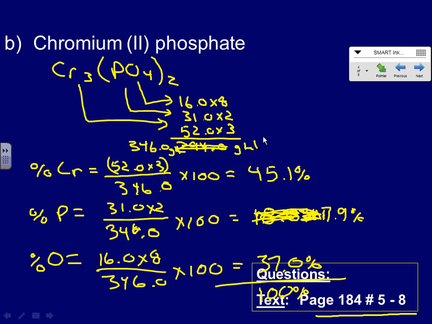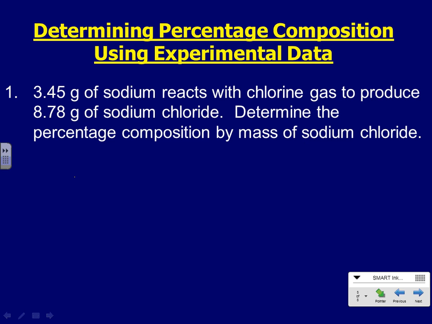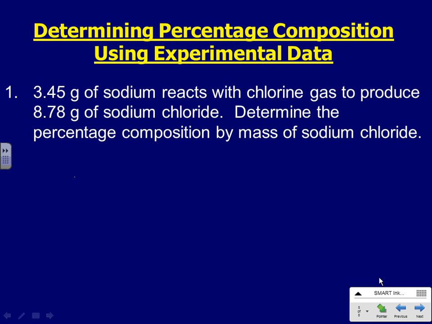So let's talk now about how we would actually get a percent composition from an experimental standpoint, or in an experimental point of view. And this is exactly what our experiment on Monday is going to be. It's going to deal with determining the percentage composition of magnesium and oxygen in magnesium oxide.